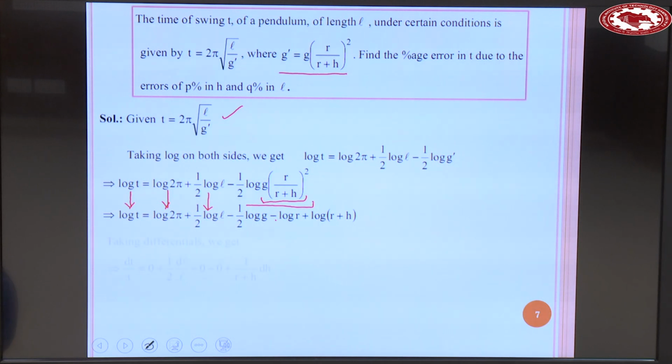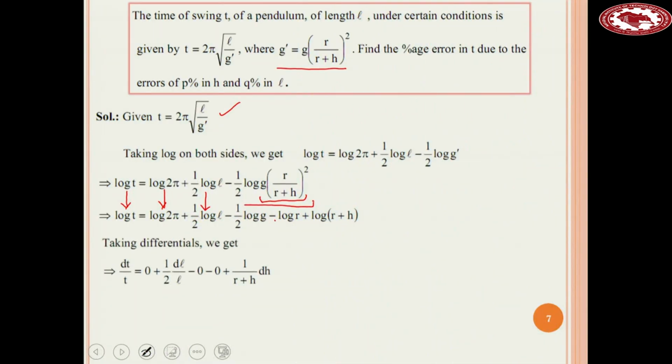Now, taking differential on both sides of log T. So, dT over T. Log 2 pi means this is 0, because when you take differential, 2 pi is constant. 1/2 log L means 1/2 dL over L. G is constant, so 0. R has no variation, so 0. And log R plus H gives 1 over R plus H dH.